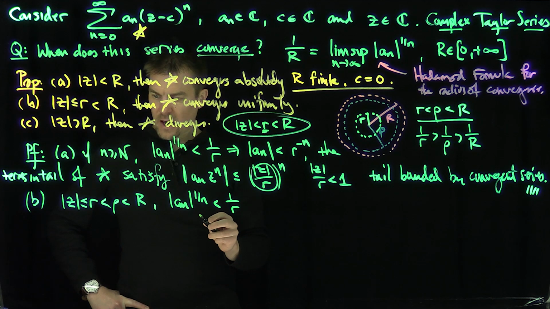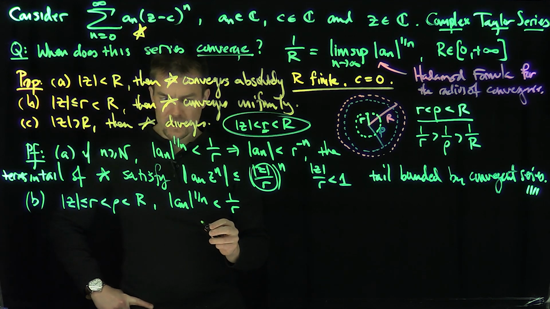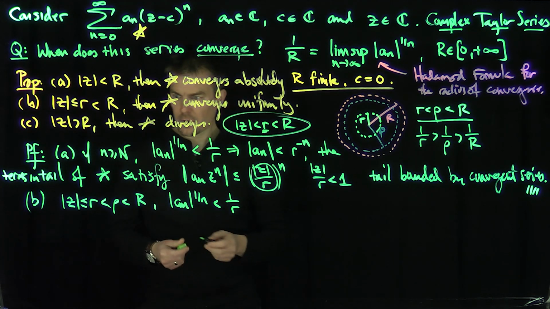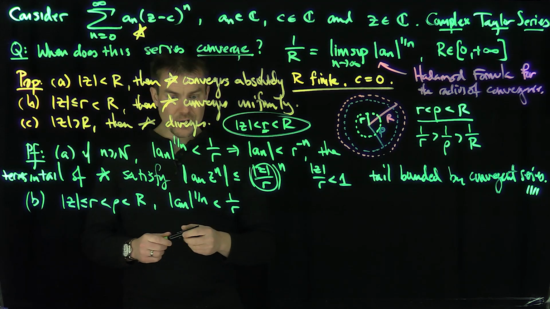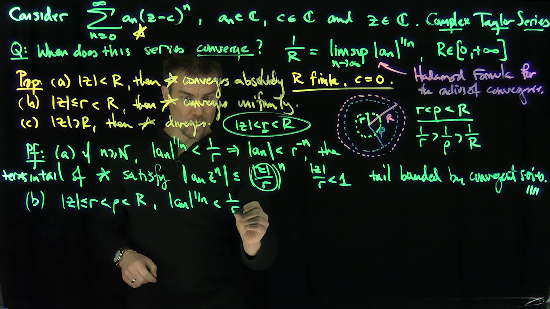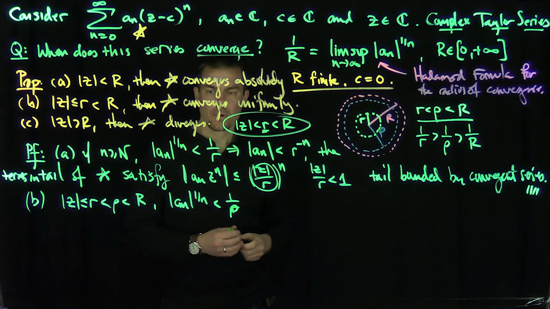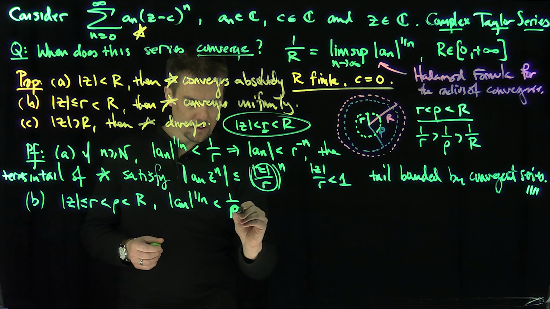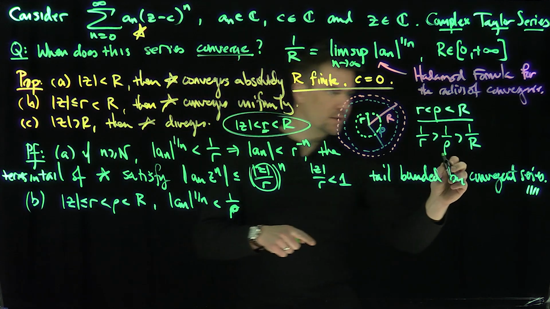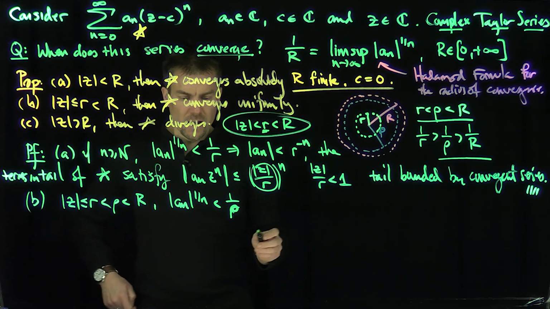Okay? And 1 over r is going to be less than what? That's good, right? And in particular, it's going to be less than what? I can make it less than 1 over rho if I want. Okay? Good. By the same argument as before, right? Because 1 over rho is what? Bigger than 1 over r. And so now what can we say?